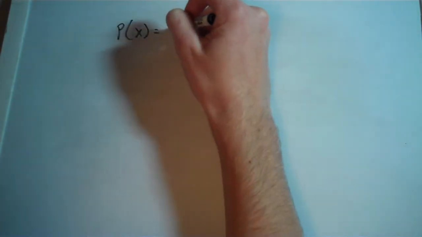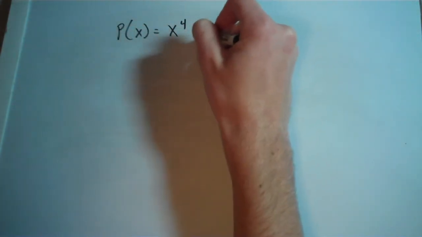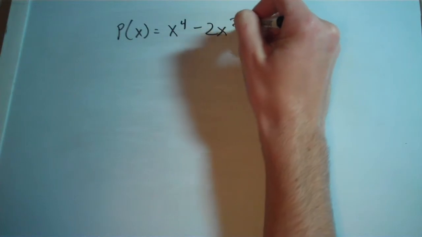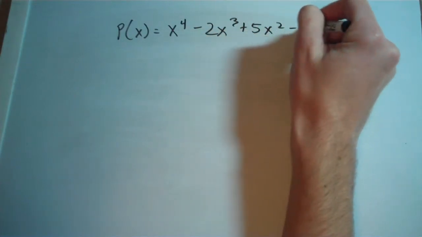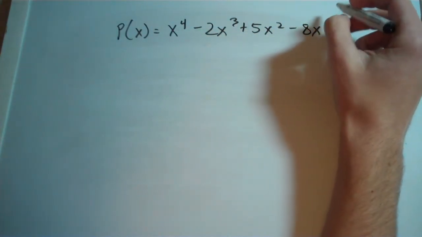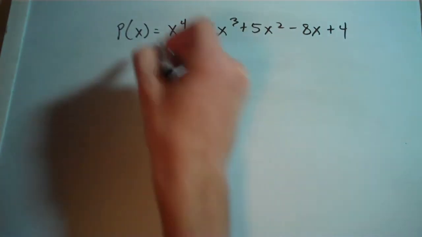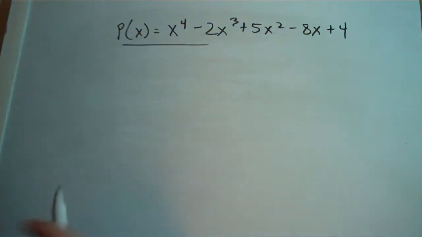So today we're going to be learning about how you can look at a polynomial and figure out a few different things that can be crucial. First I'm going to give you an example polynomial. P of x is equal to x to the fourth minus 2x to the third plus 5x squared minus 8x plus 4. So here's our polynomial.